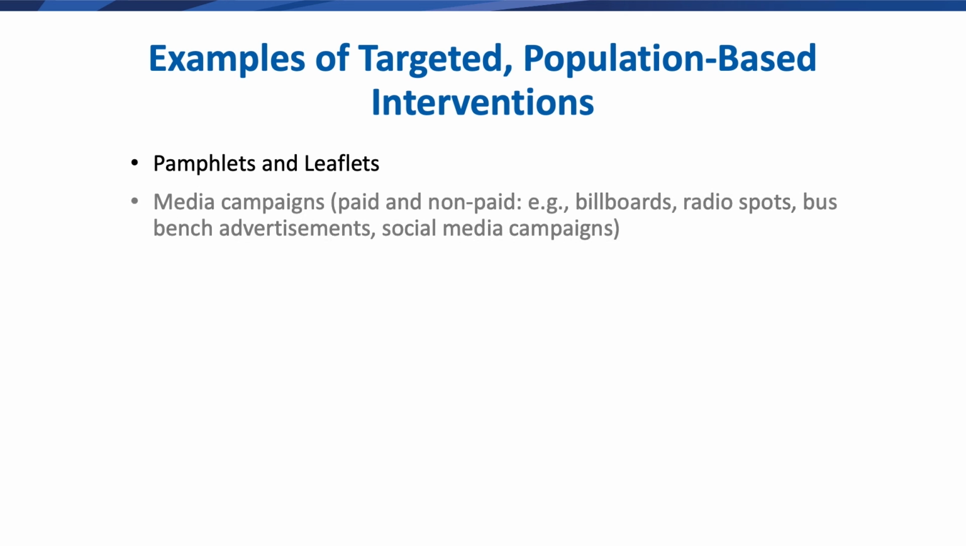Media campaigns, including paid and non-paid segments, can be used to educate people on the hazards of lead and can be used to recruit volunteers. Other ideas include billboards, radio spots, bus bench advertisements, and social media campaigns. The Advertising Council, commonly known as the Ad Council, is an American nonprofit organization that produces, distributes, and promotes public service announcements on behalf of various sponsors, including nonprofit organizations, non-governmental organizations, and agencies of the United States government. The Ad Council is one place that volunteers develop media campaigns. They've worked on lead issues in the past.